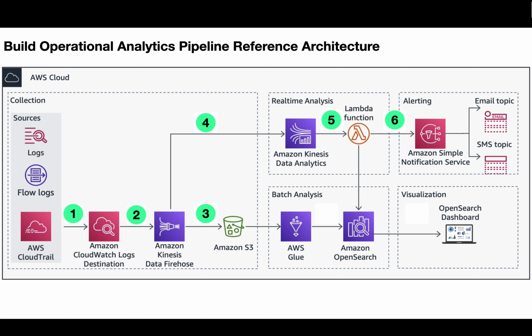6. Amazon Simple Notification Service notifies consumers of the alerts by publishing the alert to email and SMS notification topics. 7. AWS Glue collects the logs from Amazon S3 and performs bulk processing, transformation, and analysis. AWS Glue uses the Amazon OpenSearch connector to ingest the results into Amazon OpenSearch. 8. An OpenSearch dashboard is used to visualize the metrics from Amazon OpenSearch.